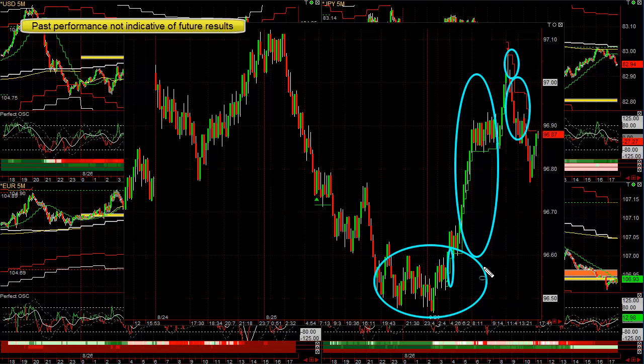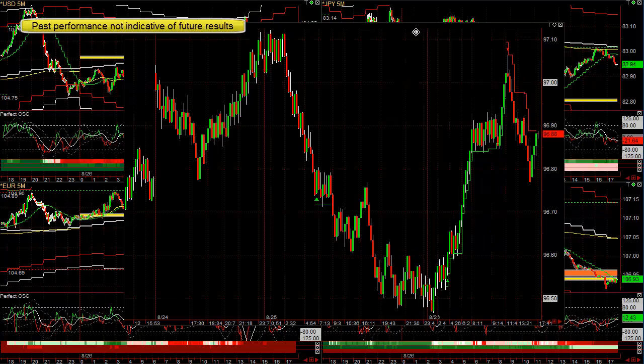So if you add up 10, 20, 30, 40 pips, we made 50 pips on this, and the low is at 50 and the high is at 97.10. It almost caught every pip of the entire range of the whole day. That's how our signals did.